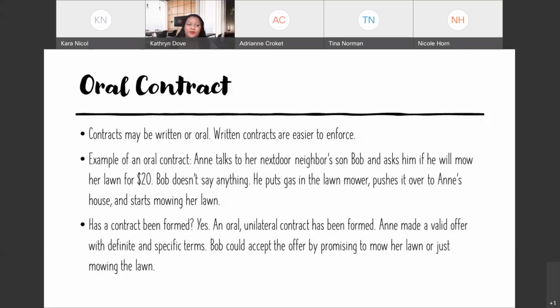Let's look at the most basic example of an oral contract. Has anyone here ever paid someone to mow your lawn or to take care of your yard? Have you ever paid anybody to maintain your yard?